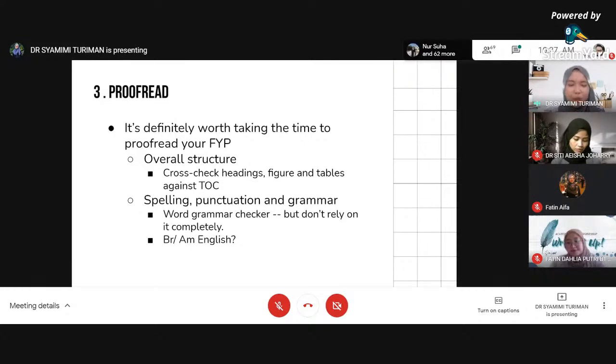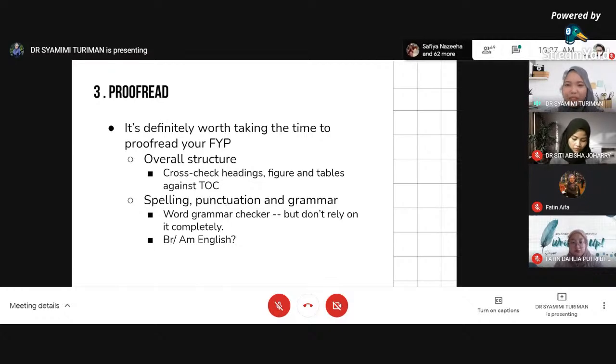But okay, if you were to proofread your own FYP, I suggest that number one, you look at the overall structure. Please be reminded to cross-check the headings, especially the figures and tables, against the table of content. In other words, the table of content would be the most important pages that your readers or your supervisors or your evaluators will be looking at.